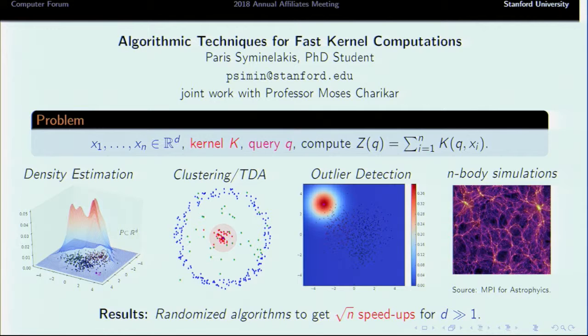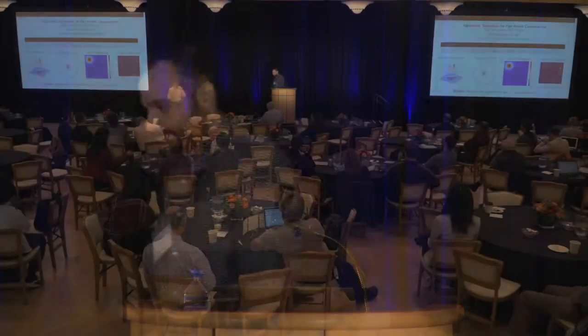The problem that we study is actually very simple. You have a database of n records, and you have a way to quantify the similarity between records in your database. And what you want to compute fast for any query is this kernel density, which is a sum of the similarities within your database. So what we are able to do is provide speedups up to square root of n for these applications, where n is the size of the database. And thank you.